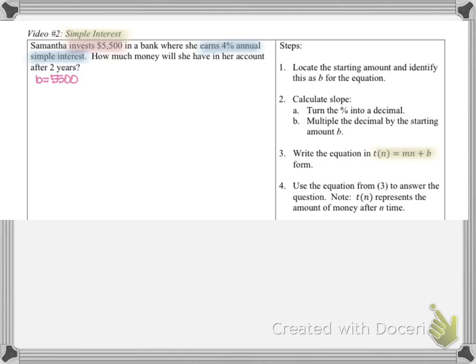Basically, what I'm trying to do here is calculate 4% of her investment of 5,500. So I'm going to turn the 4% into a decimal. Of implies a multiplication, and then the 5,500. If I type this into my calculator, I'm going to get 220. Once you figure out what that value is, that's your slope.